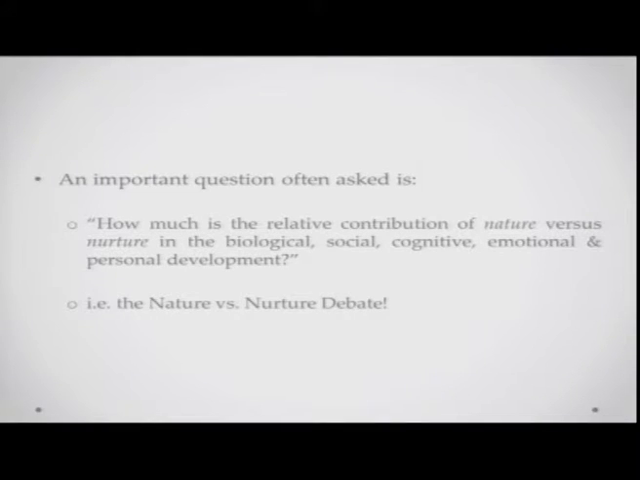We talked about what developmental psychology is and what developmental psychologists do. But coming back to something I was referring to in the last slide, one of the most important questions asked when you talk about developmental patterns in human behavior, and how the abilities of the human being evolve, is the question about the relative contribution of nature, that is the biological makeup of the person.